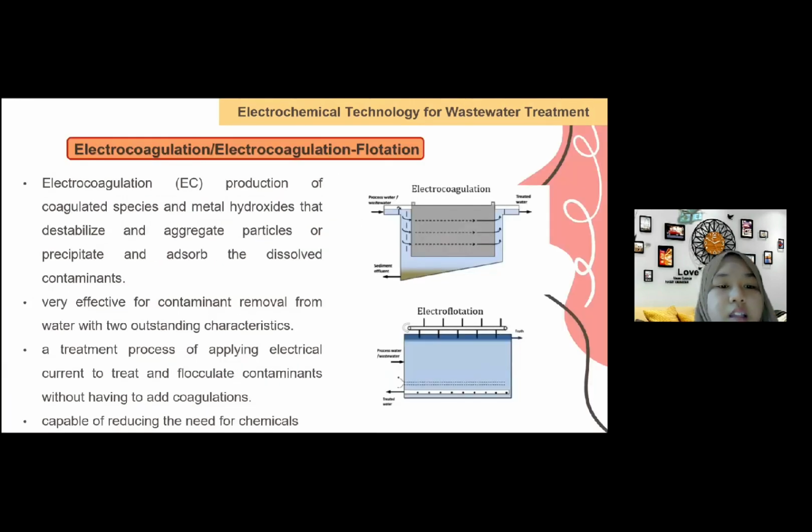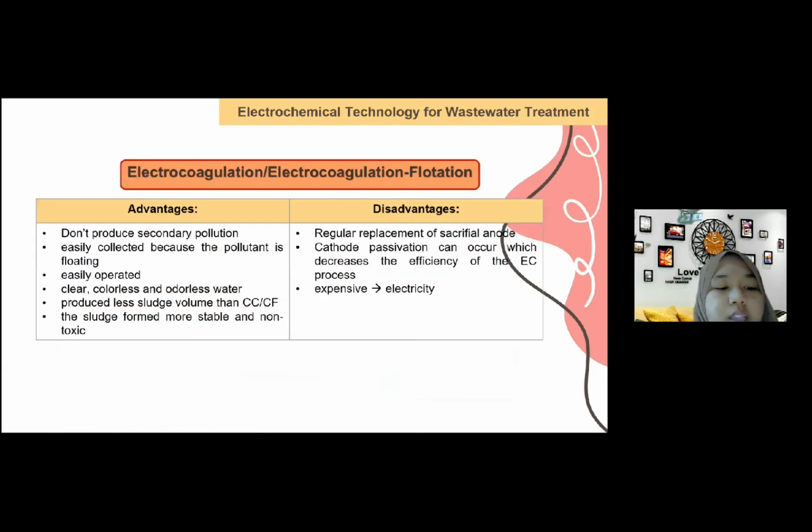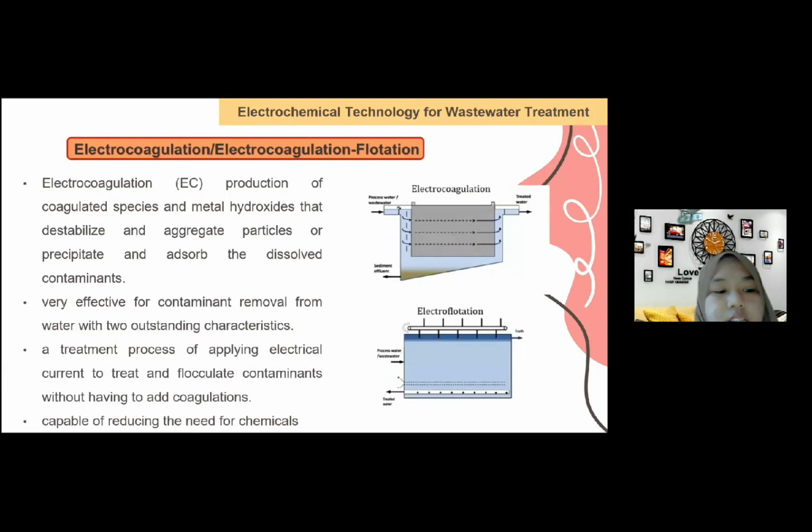The next is electrocoagulation or electrocoagulation flotation. Electrocoagulation, or EC, is the production of coagulant species and metal hydroxides that destabilize and aggregate particles, or precipitate and absorb dissolved contaminants. It is very effective for contaminant removal from water, with two outstanding characteristics. It is a treatment process of applying electrical current to treat and flocculate contaminants without having to add coagulants, capable of reducing the need for chemicals. We can see the pictures of electrocoagulation and electroflotation on the slide. Next.